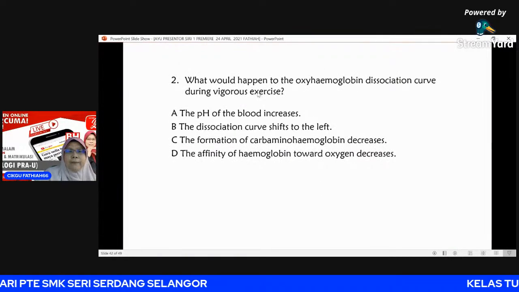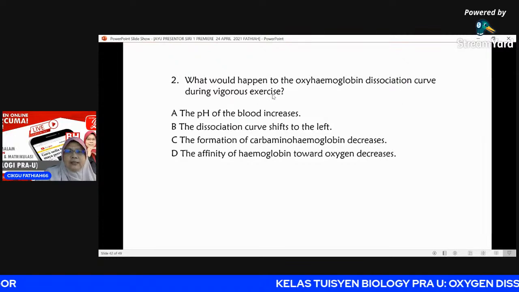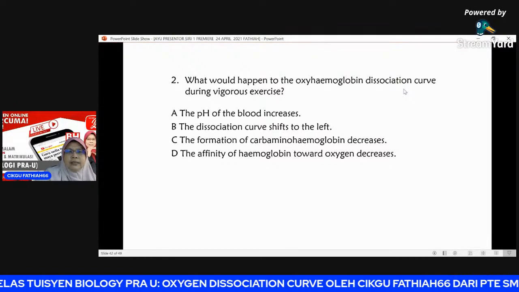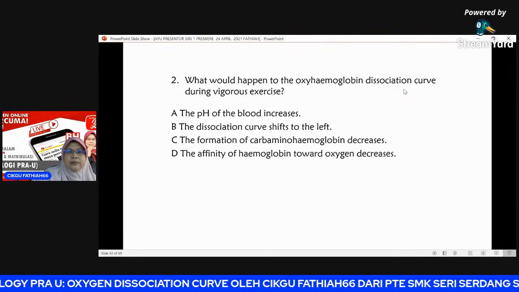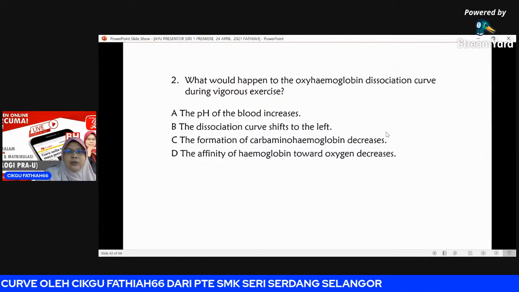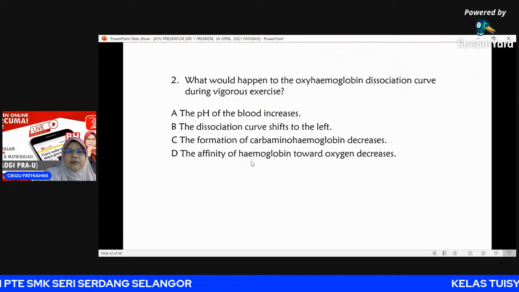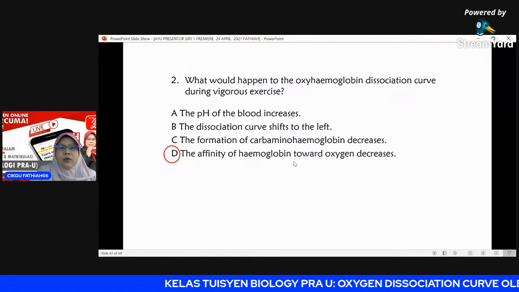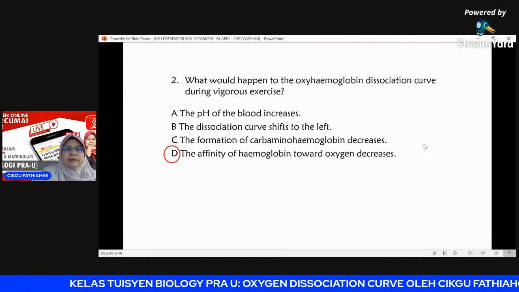Okay, number 2. What would happen to the oxyhemoglobin dissociation curve during vigorous exercise? A, the pH of the blood increases. B, the dissociation curve shifts to the left. C, the formation of carbaminohemoglobin decreases. D, the affinity of hemoglobin toward oxygen decreases. Okay, very easy, this question. The answer is D. The affinity of hemoglobin toward oxygen decreases.